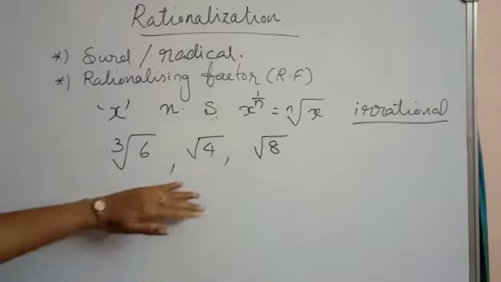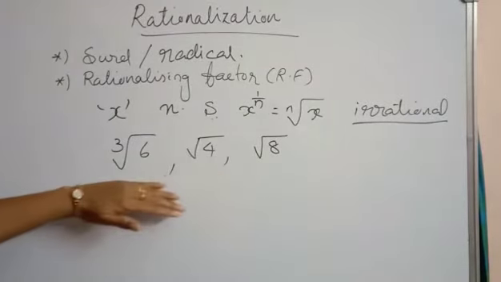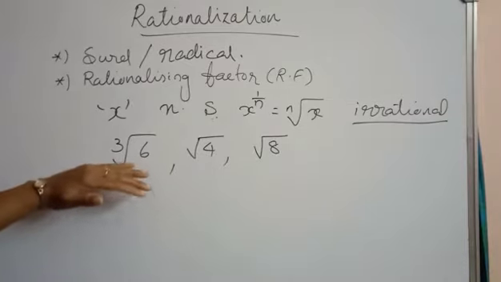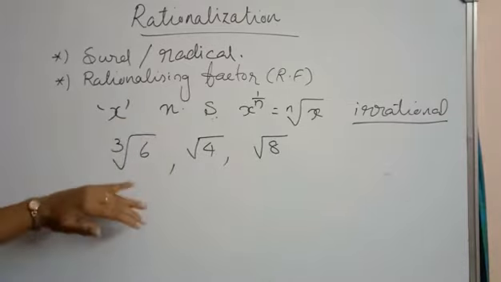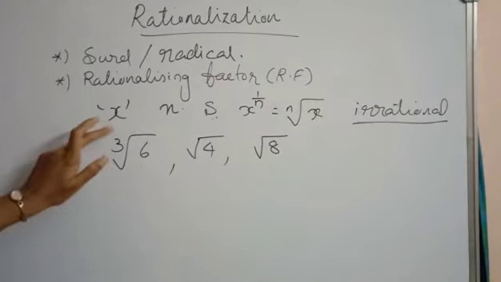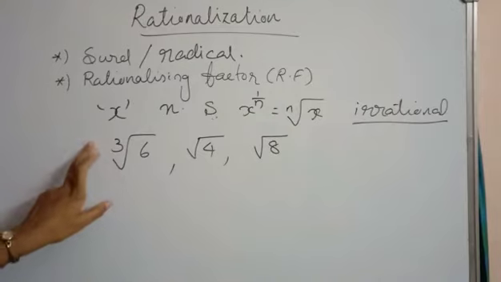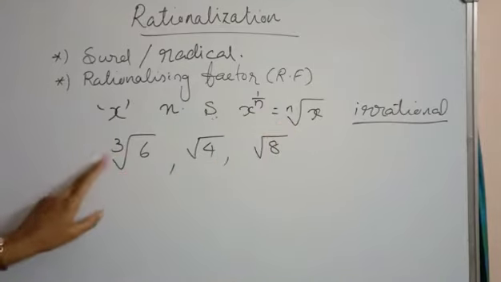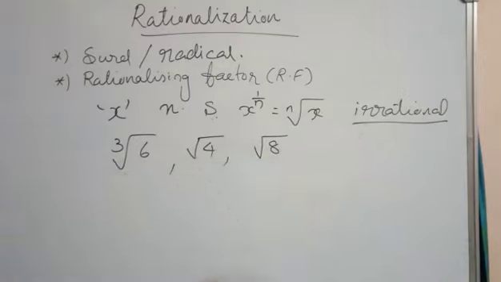In these three numbers, we have to see whether this condition is satisfied or not. Cube root of 6: here x is 6, it's a rational number and n is a positive integer, and the nth root of x, cube root of 6, is irrational. So we can say that this is an example of a surd.